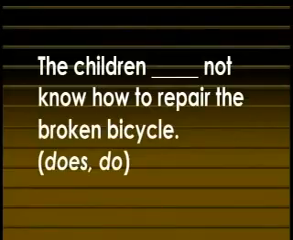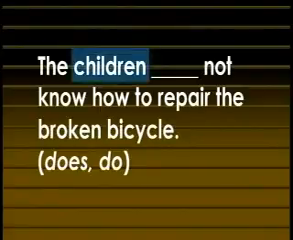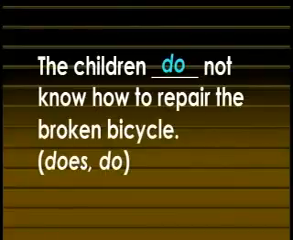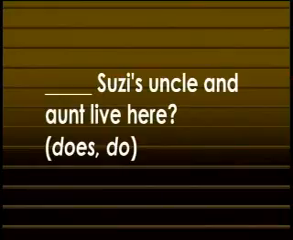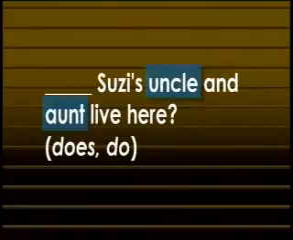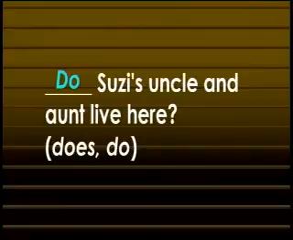Number 2. The children, dash, not know how to repair the broken bicycle. Children is plural. The verb is repair, so the auxiliary verb should be do. The children do not know how to repair the broken bicycle. Number 3. Dash Susie's uncle and aunt live here? Susie's uncle and aunt are plural. Therefore, we must use the auxiliary verb do. Do Susie's uncle and aunt live here?